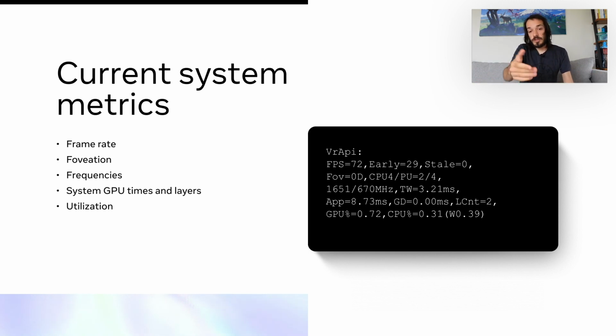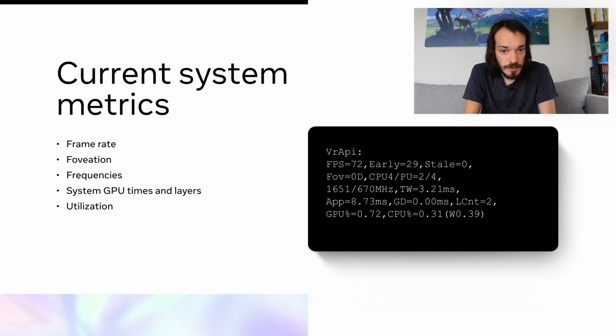And then we have Guardian here, which is GD at 0 milliseconds, so that means Guardian's off. But Guardian also is considered high priority because you absolutely need to know when you're going to run into a wall. And then we have layer counts too, and then we have pretty standard CPU and GPU utilizations. So this is what you actually get out of the OS right now.